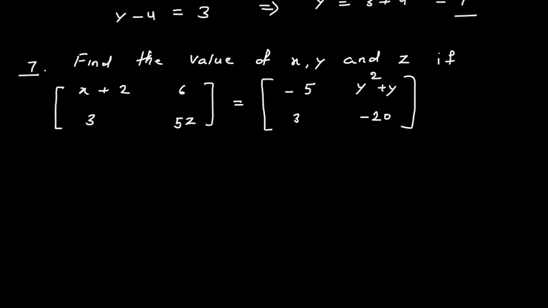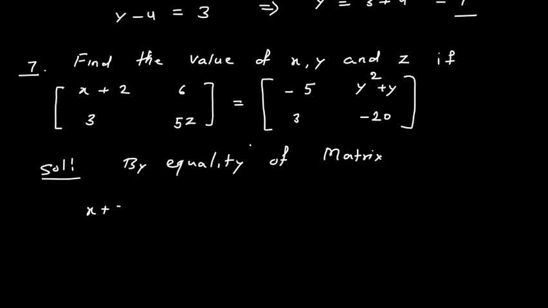Here it is the seventh problem. Find the value of x, y and z, if the matrix x plus 2, 6, 3, 5z is equal to the matrix minus 5, y square plus y, 3, minus 20. Sorry, it is y square plus y, not x plus y square plus y. So again in solution, as these two matrices are equal, by equality of matrix we have this x plus 2 is equal to minus 5. This will give me minus 5 minus 2, which is minus 7.